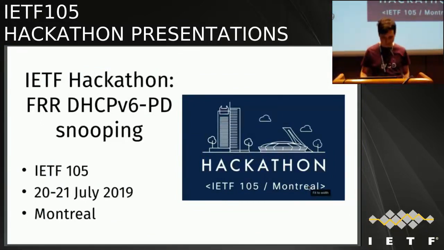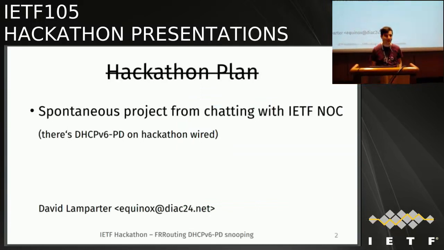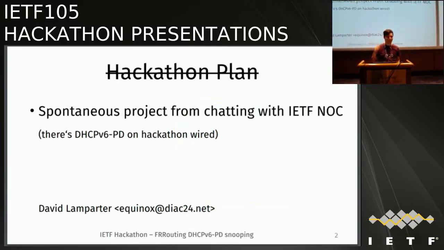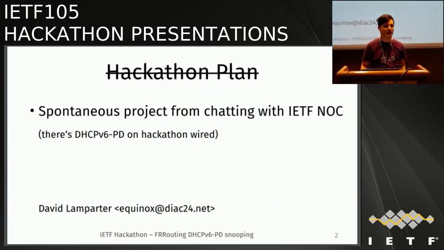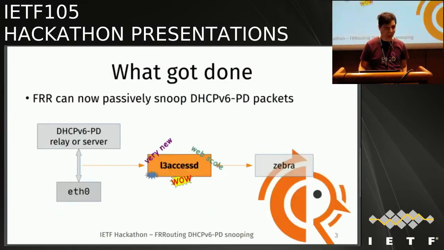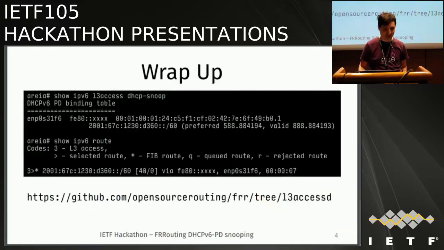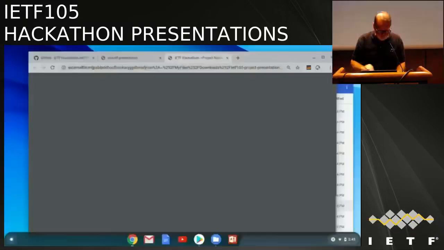Okay, so hi. This was a spontaneous project. As you may have known, there's DHCPv6-PD on the Hackathon network, and I got chatting with people. And I put together code for FRRouting to capture those packets, pick up the appropriate routes, and install them. That wasn't previously possible. Now it is. And that's it. And we have a new record for shortest presentation. Thanks.